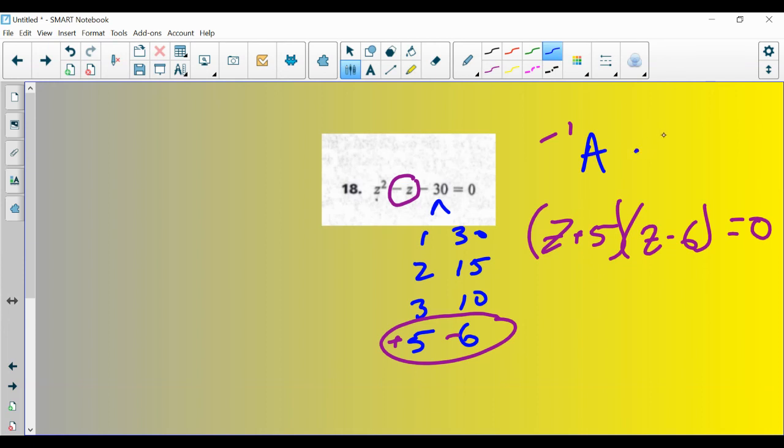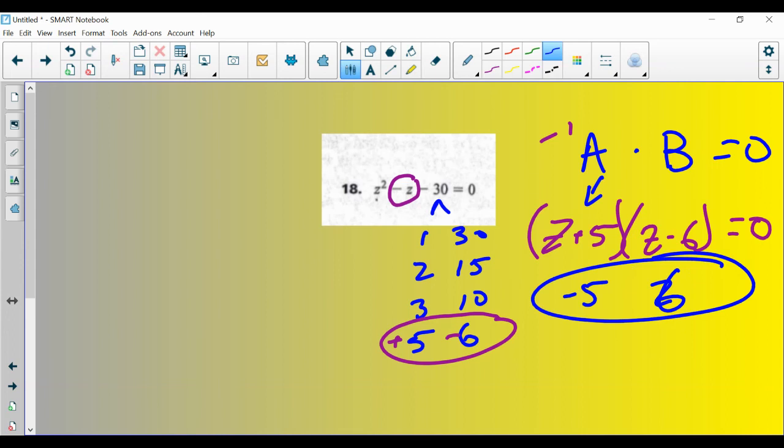Now once again, use the zero product property. If you have a times b and it equals 0, then either this must be 0, -5, that would make this 0, or this one must be 0, and that would be 6. So -5 and 6 are your answers.